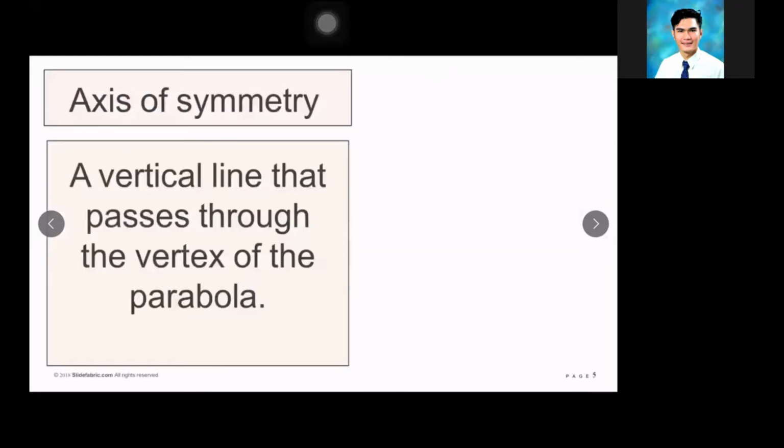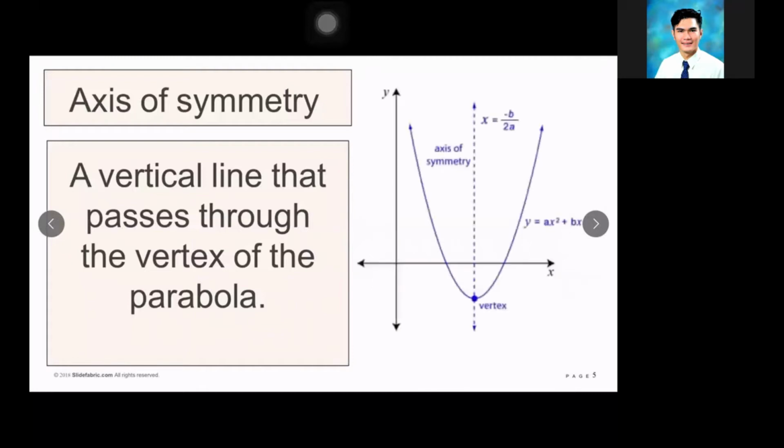Next, we have our second part. It is also known as the axis of symmetry. It is a vertical line that passes through the vertex of the parabola or the graph. So in this illustration, the broken line is our axis of symmetry. The axis of symmetry is a line, or a broken line, that divides the graph into two equal parts. So therefore, that is the axis of symmetry.